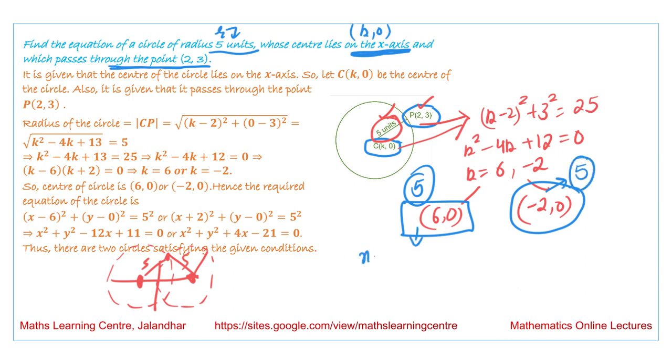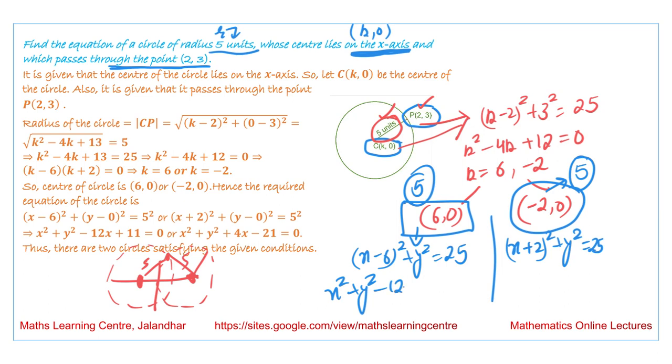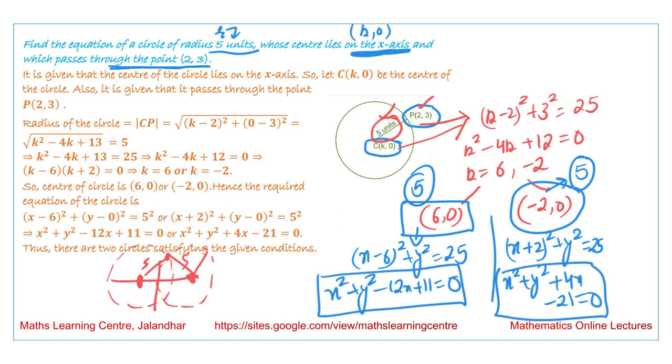Corresponding to this, the equation is (x minus 6) square plus y square is equal to 25. Corresponding to this, it is (x plus 2) square plus y square is equal to 25. So by solving both these equations, we obtain the equations in the form x square plus y square minus 12x plus 11 is equal to 0. In this case, we are getting x square plus y square plus 4x minus 21 is equal to 0. So these are the two equations of the circle. Both these circles satisfy these conditions.